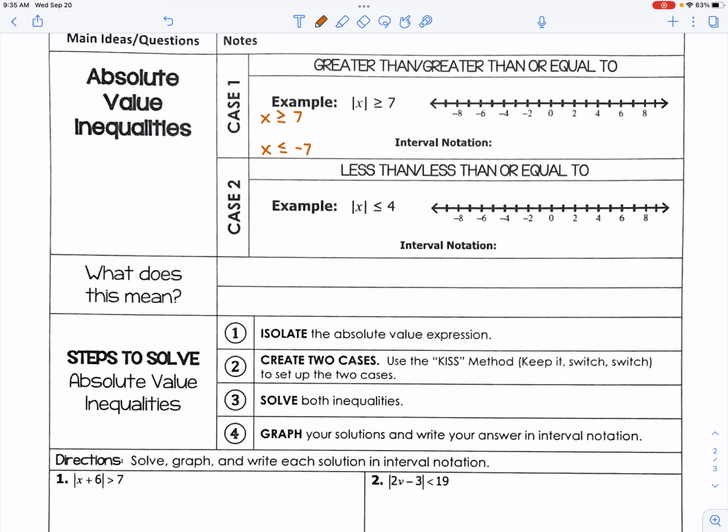So when I graph this, I want my x's greater than or equal to 7. So that's going to be right here to the right. And less than or equal to negative 7. So we include it, and then to the left, we have an OR statement. So my interval notation goes from negative infinity to negative 7, included, in union with 7 to positive infinity.